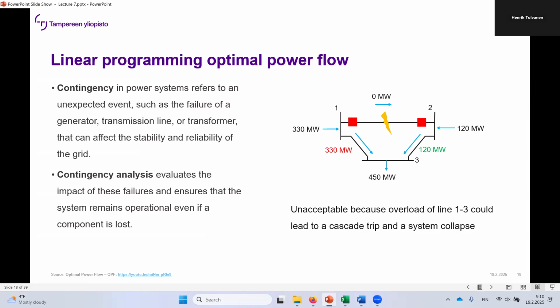So unacceptable, because this overload of line 1 and 3 leads to cascade trip and system collapse. And this kind of overall system collapse, I didn't see when the whole Finnish electricity system tripped, or when was the largest major tripping before, but it hasn't happened in decades. I'm guessing it's almost 100 years. So in Finland, there has been a real nice management of this electricity system.